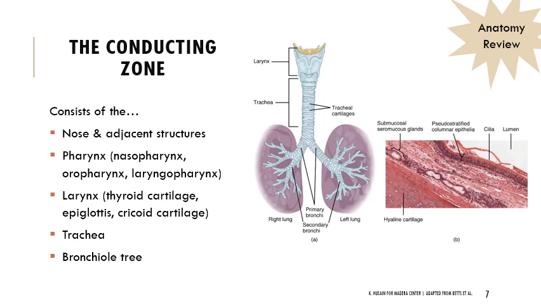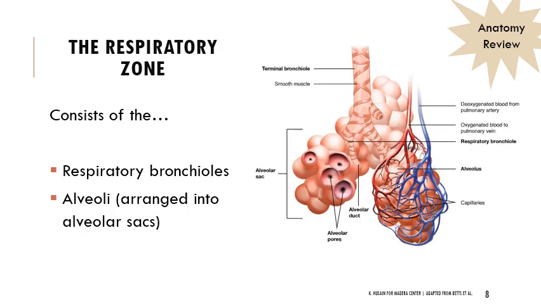So again, the conducting zone: the nose and adjacent structures, pharynx, larynx, trachea, and bronchial tree. The respiratory zone: those respiratory bronchioles, and specifically the alveoli. Remember that alveoli are arranged into alveolar sacs, where you have sacs of air that are completely surrounded by capillaries. So when we talk about the pulmonary capillaries in this lecture, we're talking about these capillary beds that are wrapped around the alveoli.